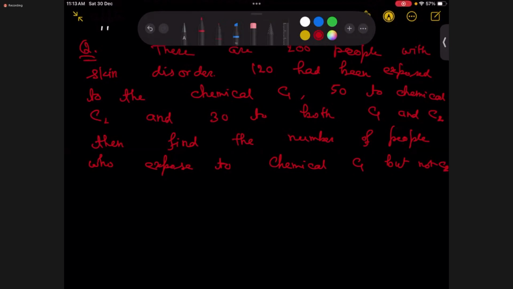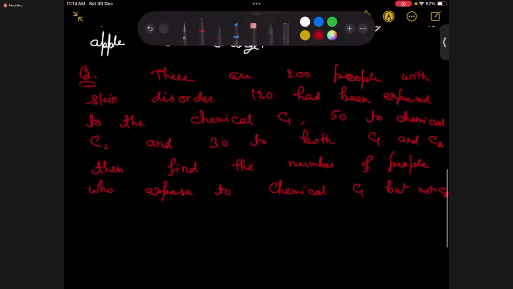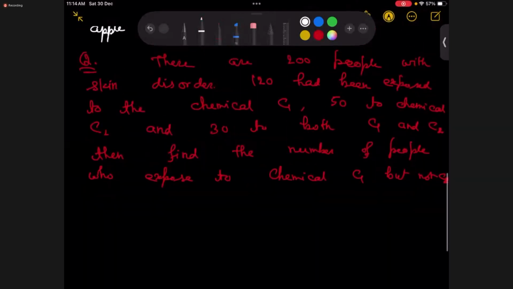So the question is a little different from the previous one, because in that case they asked for the number of students who took neither apple nor orange, but in this example they are asking for the number of people who are exposed to chemical C1 but not chemical C2. So here the operation is not with the universal set, because we are not finding the complement of some union. Let us draw the Venn diagram, then it will be a little clearer what the requirement of this question is.